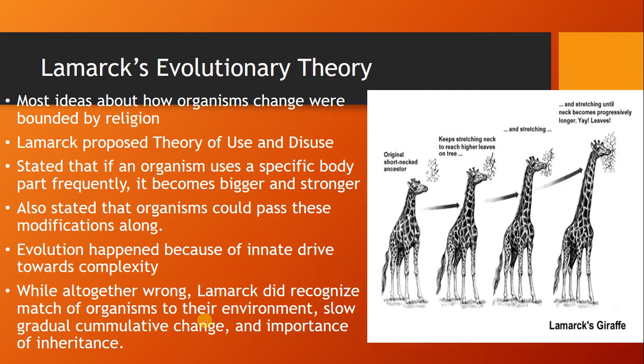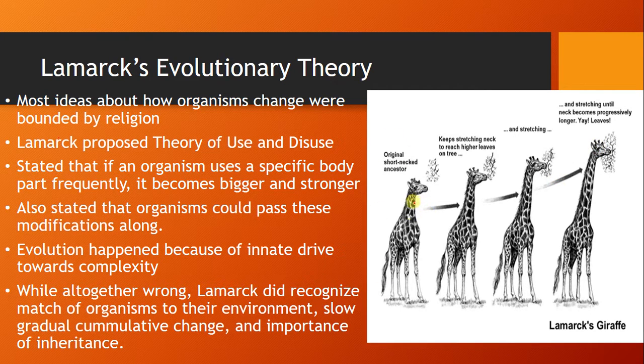Probably the most popular theory of the origin of different species before Darwin's book was published was that of use and disuse by Lamarck. Most ideas about how organisms changed were bounded by religion. They had a huge influence. So Lamarck proposed the theory of use and disuse. This pretty much stated that if an organism uses a specific body part more frequently, then it becomes bigger and stronger. A good example was Lamarck's giraffe, or his theory of why giraffes have long necks.